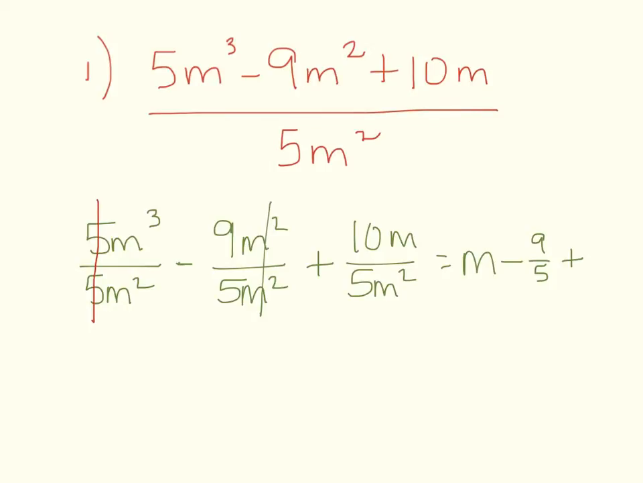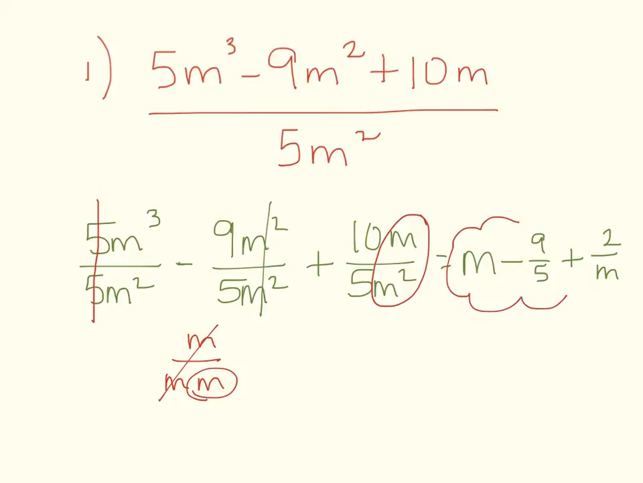Plus, now let's look at our last term here. 10 divided by 5 is 2, but I'm left with an m in the bottom. If you look at where that came from, I have m to the 1 over m to the 2. If you cancel those m's, you're left with 1m in the bottom. So this is what it looks like when you have a remainder. This is my answer: m minus 9/5, and then plus 2 over m happens to be my remainder.